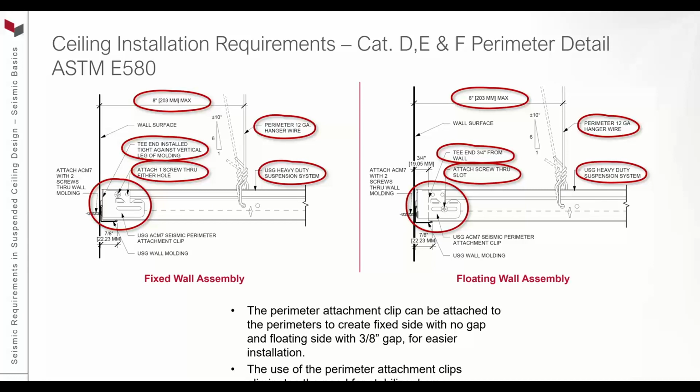Hanger wires need to be installed within 8 inches of the wall. And then on the floating side, you can see that the screw is installed within that slot to allow for movement, and the gap of 3/4 of an inch is shown, and is required on 2 floating sides.